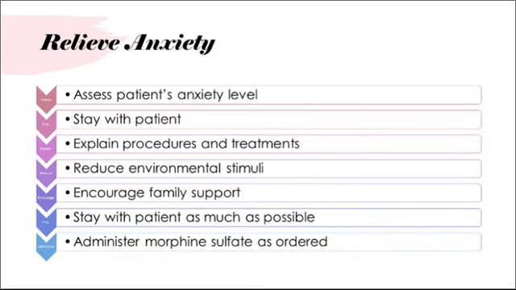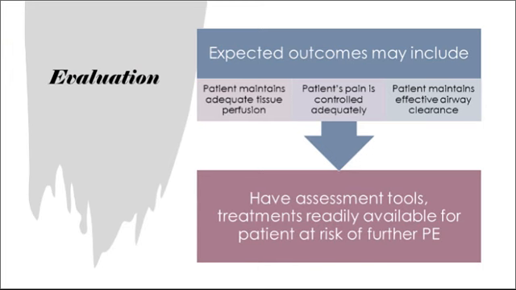Relieve anxiety. Assess the patient's anxiety level, stay with them, explain procedures and treatments, reduce environmental stimuli, encourage family support, stay with the patient as much as possible. Morphine for pain management, and it helps with perfusion and dilation of vessels. Your evaluation expected outcomes may be maintaining adequate tissue perfusion, patient's pain is controlled, maintains effective airway.